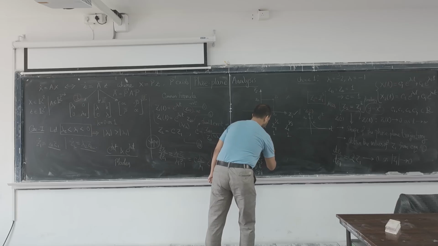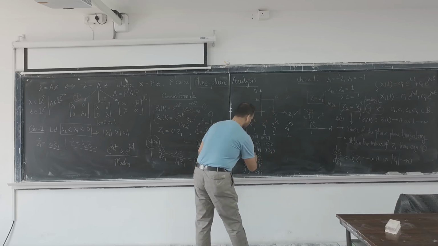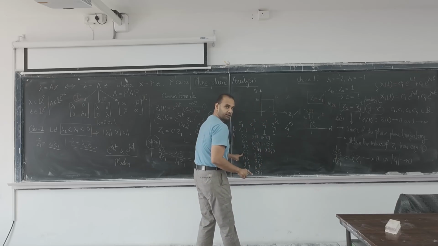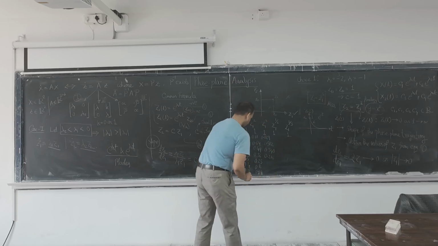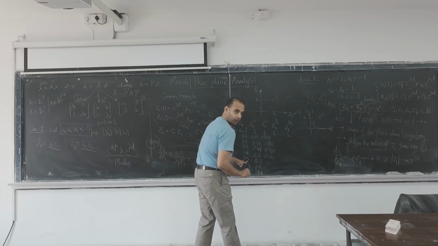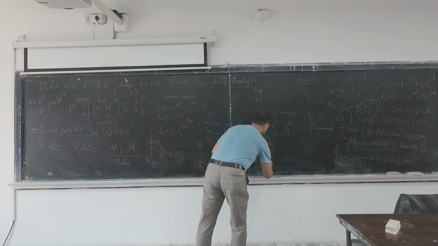0.343. Then for 0.6 whole cube, 0.216. Then 0.5, 0.125.